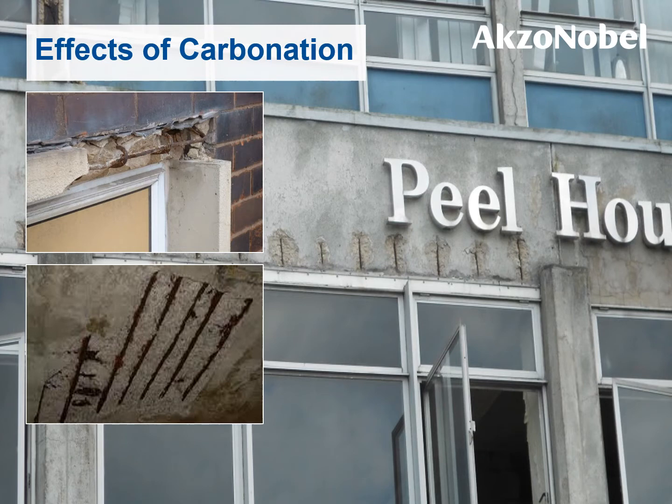Here we see the effects of carbonation. In the small images to the left, we can see how the lintel above the window has been broken away by corrosion of the steel reinforcement. Below that, we see a soffit where the effects of carbonation are evident with spalling. And on the main picture, the ring beam around this office building is showing obvious distress because of carbonation.